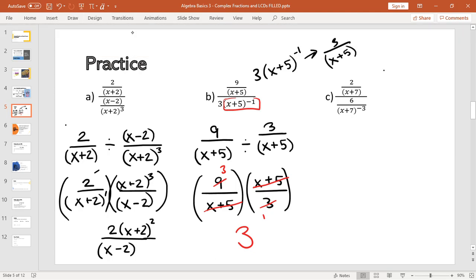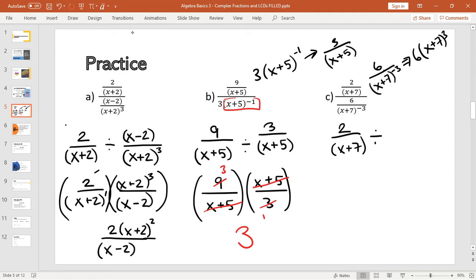Sometimes they're a little trickier. They're not what you want them to be. So if I look at this one, 2 over x plus 7, middle fraction bar, there's a negative. So I'm going to sort that out on the side here. So if it was 6 over x plus 7 to the negative 3, I need to flip that x plus 7 to make the negative 3 positive 3. That's going to change it to going to the numerator, and there we go.